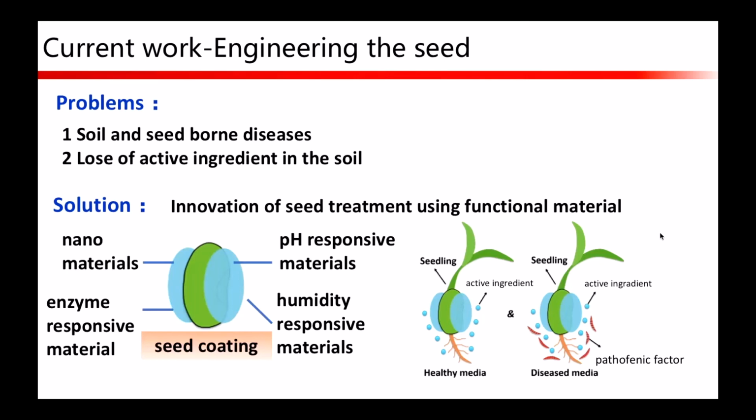For example, we will coat the seed using nanomaterials, pH-responsive materials, enzyme-responsive materials, or humidity-responsive materials. The coating material will sense the environment and the pathogenic factors. Then the active ingredient will be released in a controlled way or in a smart way. We are aiming to create a cleaner environment and safer food.